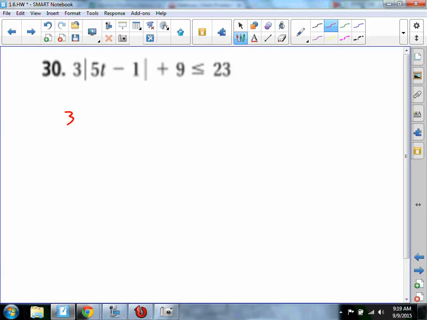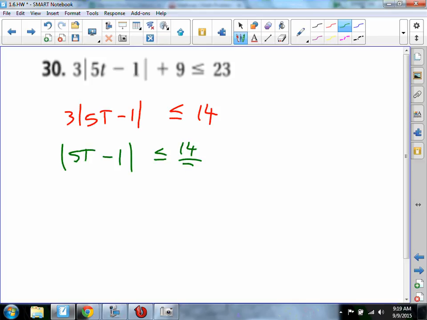So I'm going to have 3 times the absolute value of 5T minus 1. I'm going to make those T's caps if you don't mind, because my t's look like pluses. That's going to be less than or equal to 14. Oh, I smell fractions in our future. Oh, man, this is going to get nasty. So 5T minus 1 in absolute value is less than or equal to 14 thirds. Anybody make it that far and then just kind of stop?